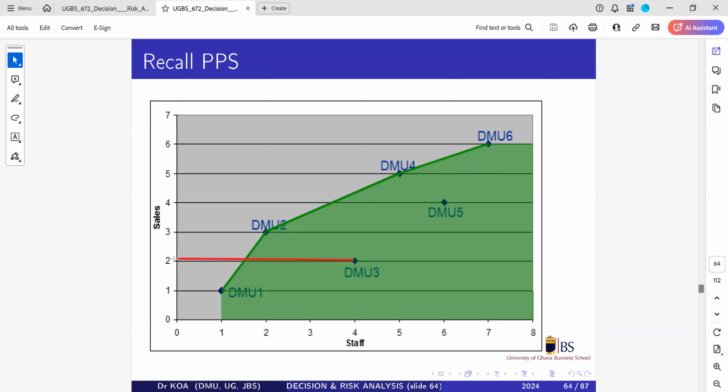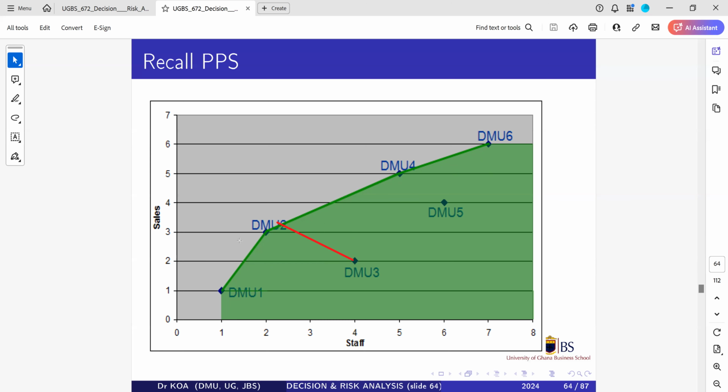So that makes the calculation a horizontal measurement. And when you go upward, it makes it a vertical measurement. This vertical measurement is an output orientation approach. And the horizontal measurement is an input orientation approach. Between them, there are other measurements which are not radial, but non-radial.